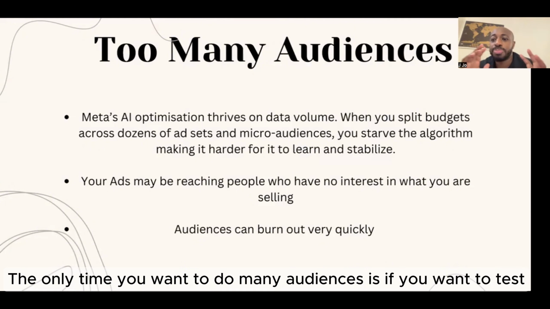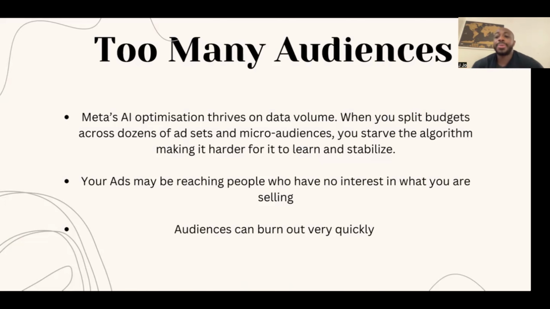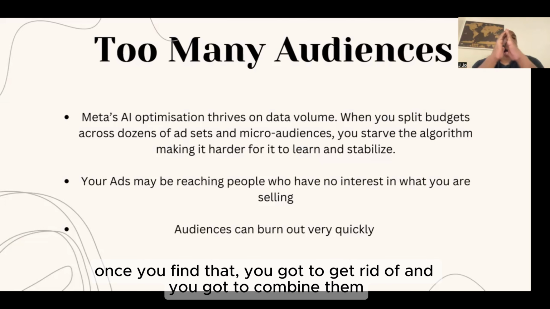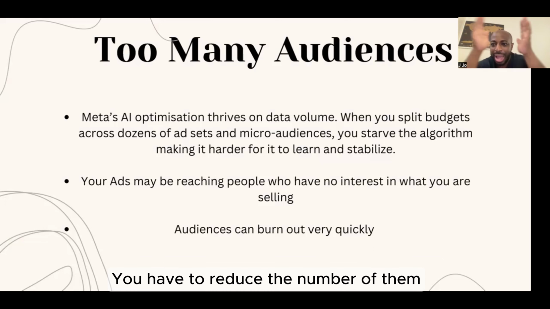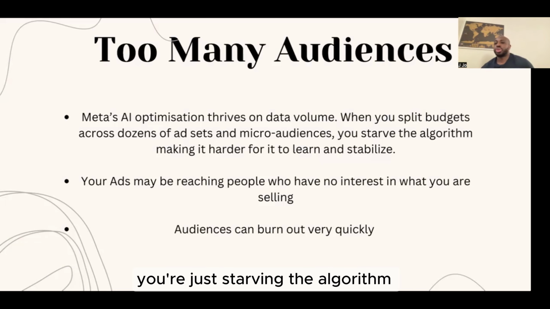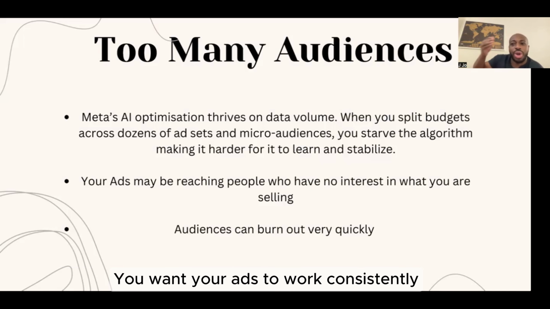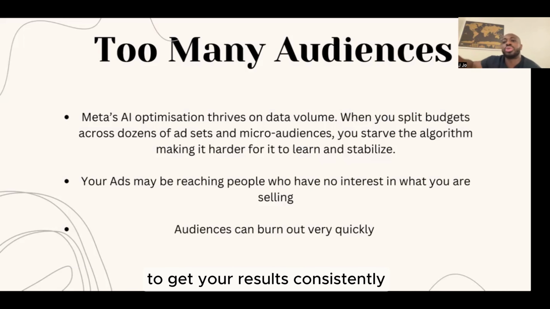The only time you want to do many audiences is if you want to test, you're trying to find out, okay, which audience works. But then once you find that, you just gotta get rid of the others, and you gotta combine them. You have to reduce the number of them, because if you have too many and it's all split like crazy, you're just starving the algorithm. And it's gonna work a little bit and then it's just gonna stop. You want your ads to work consistently, to get you results consistently.